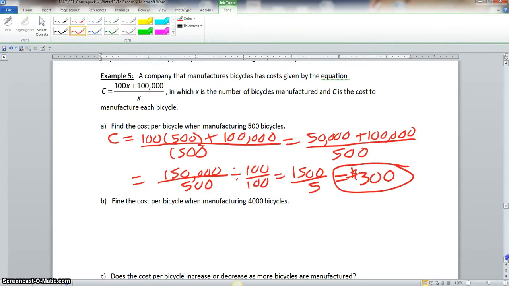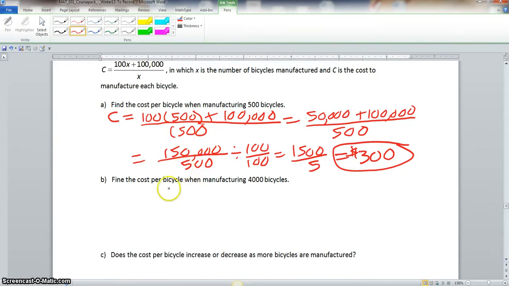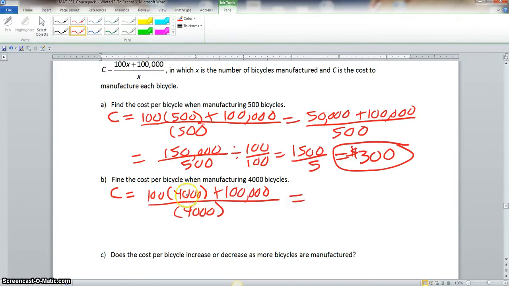Now, we come here to B. It says find the cost per bicycle when manufacturing 4,000 bicycles. Okay, so we have our cost as C is equal to 100 times 4,000 plus 100,000 divided by 4,000. 100 times 4,000 is 400,000 plus 100,000 divided by 4,000.